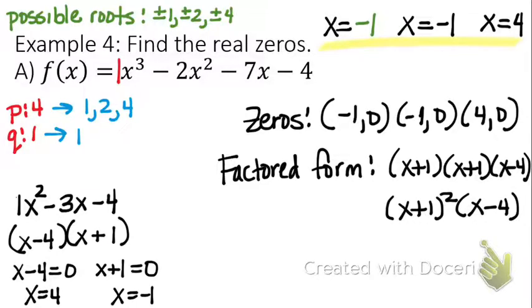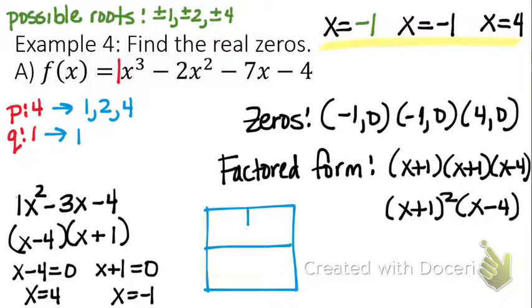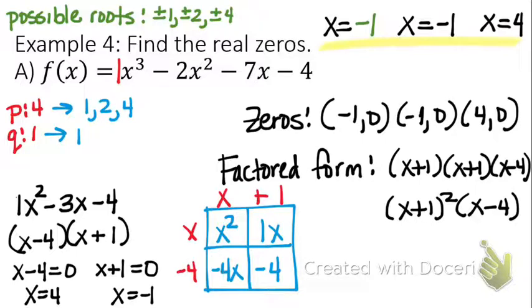Yes, you can. Now, you don't need to do a box method when a is 1, but we can do that. Whenever a is 1, you don't need to make a box. But if you make a box, the x squared would go here. The -4 would go here. And then your two numbers would be a -4x and a 1x. I only generally make a box if a is not 1.